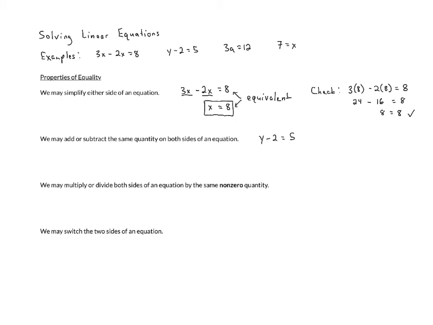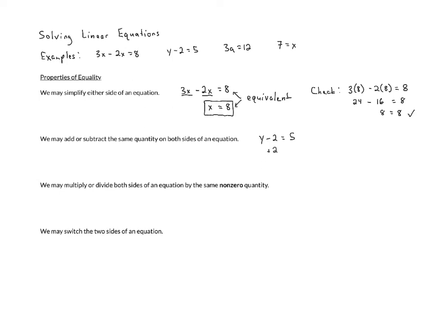Now, we saw in the last example that our goal is to get the variable alone on one side of the equation. If we look at this example, on the left-hand side we have y minus 2. If we want to get the y alone, we have to get rid of this 2 that's being subtracted from it. And in general, what we do when we're solving equations is the opposite of what's happening. So the variable is having 2 subtracted from it. The opposite of subtracting 2 is adding 2.